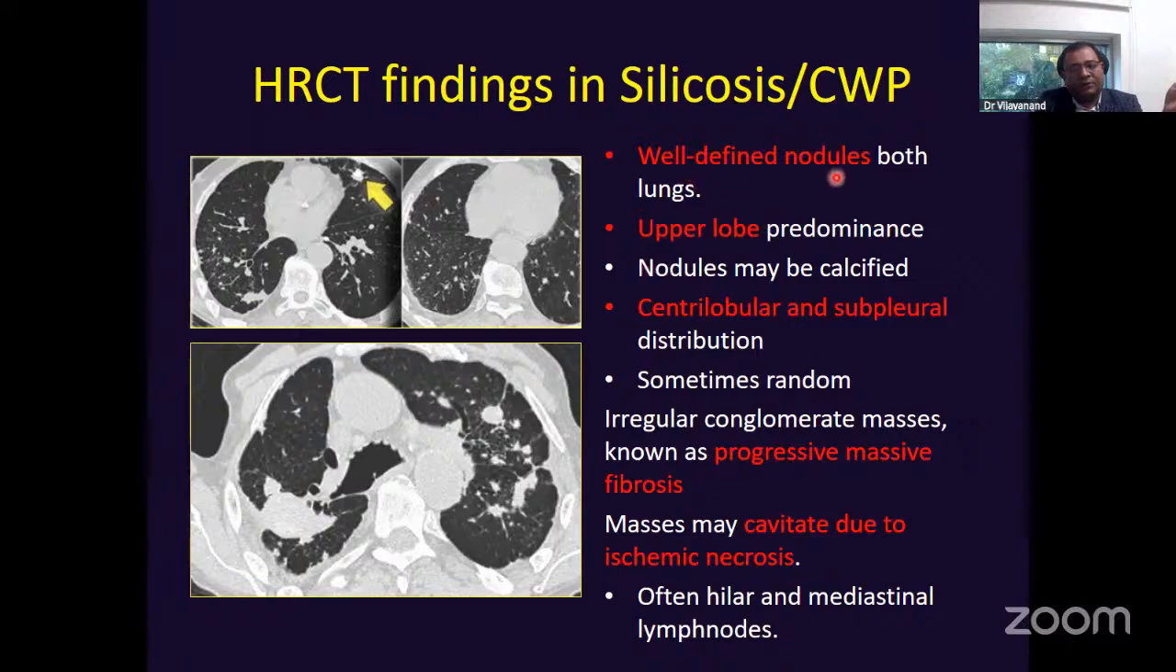What are the findings in case of silicosis and coal workers' pneumoconiosis? They are well-defined nodules in both the lungs. Basically, they also prefer the upper lobes. Nodules are usually centrilobular and subpleural in distribution. However, random distribution can also be noted sometimes. And these irregular conglomerate masses, also known as progressive massive fibrosis, can be seen in this axial CT. Okay, they are large, irregular, nodular, show a loss of architecture of the lung and decrease in the lung volumes. In addition, they can also have classical calcified lymph nodes, what we know as eggshell calcifications.